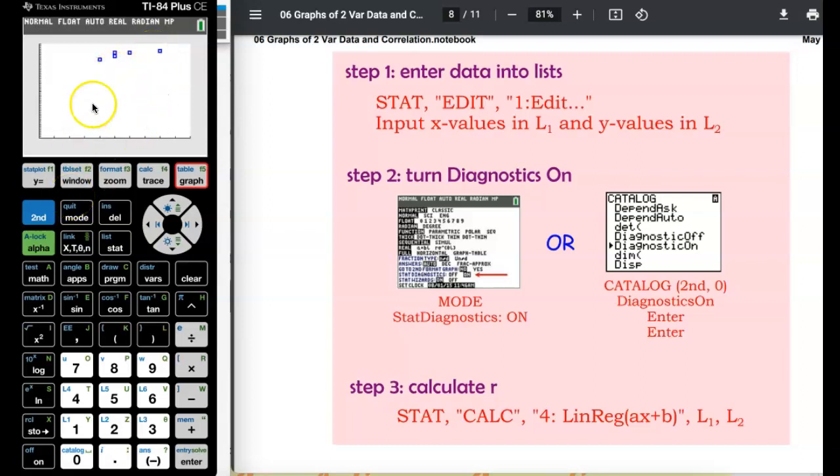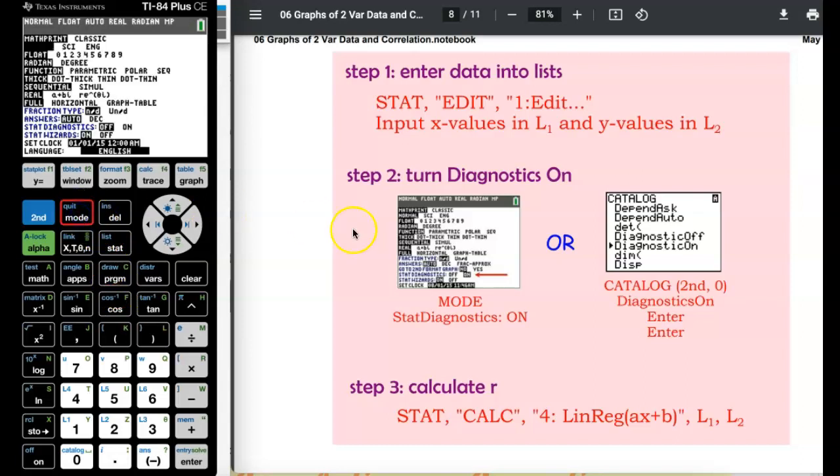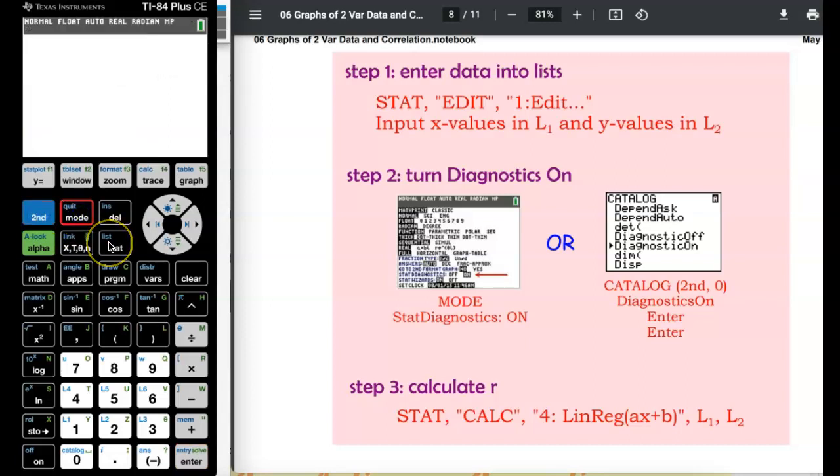And so to calculate R, to try to figure out if R is positive or negative or 0 and that kind of thing, we're going to go back to our home screen. So go 2nd and Quit, and then you're going to go to your Mode. And you can do it this way as well over here on the right, but I'm going to do this in Mode. So you can go to Mode, and you can go over here to Stat Diagnostics and turn that on. And what that will allow us to do is calculate this R. Okay, so I'm going to press 2nd Quit again. We're going to go back to the Stat menu. We're going to go over here to Calculate.